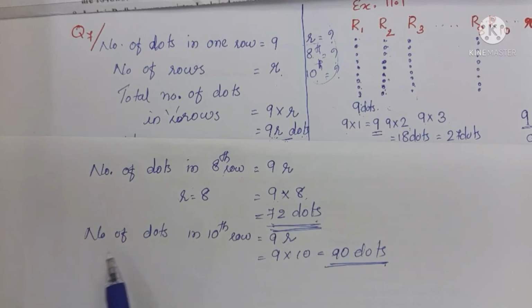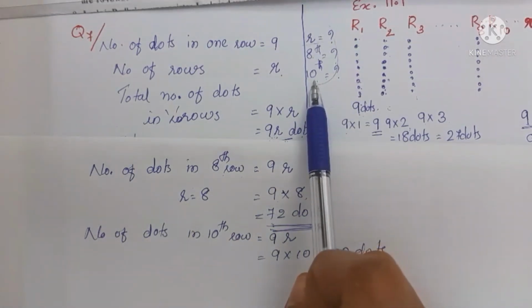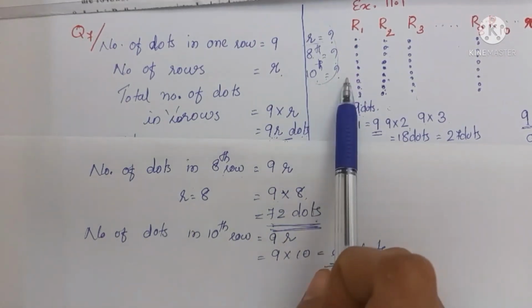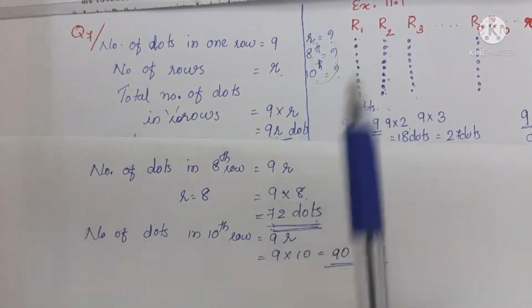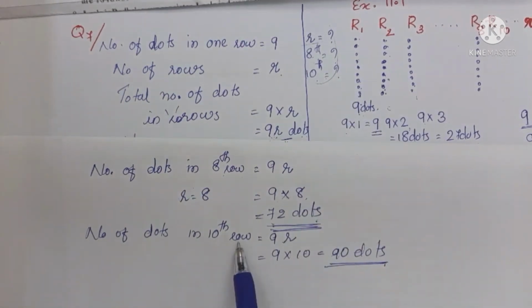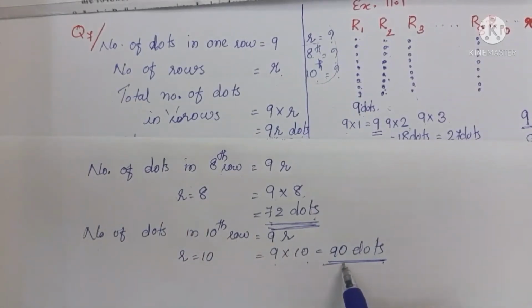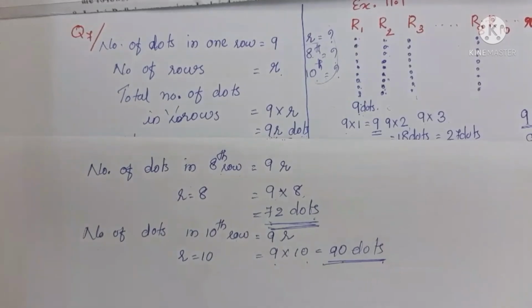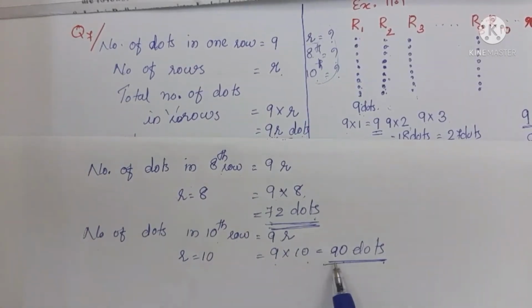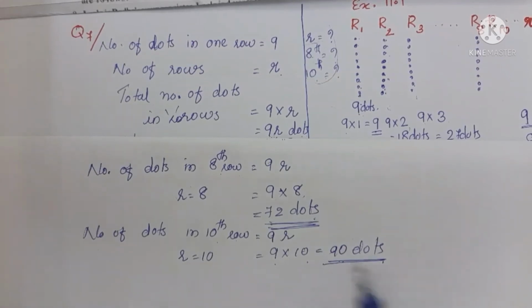Okay, so coming to the third part, we have to find the 10th row's dots. Okay, so the number of dots in the 10th row, here R is equal to 10, that is equal to 9 into 10, that is 90 dots. So the total number of dots in the 10th row is 90. Okay, so we finished the 6th and 7th questions.